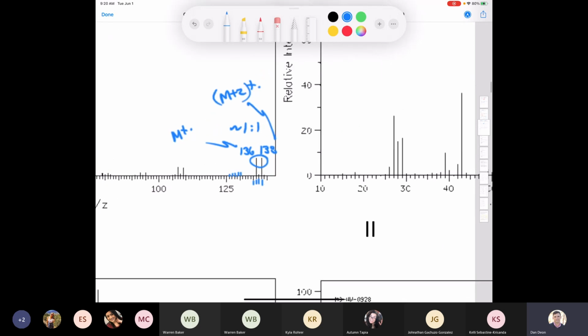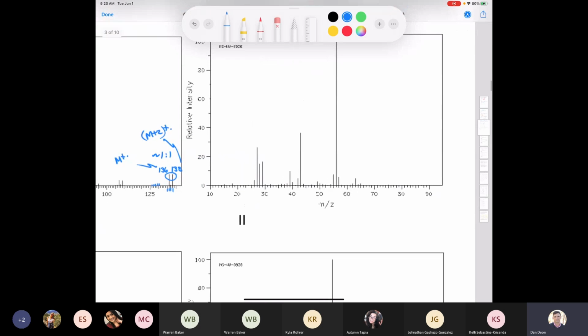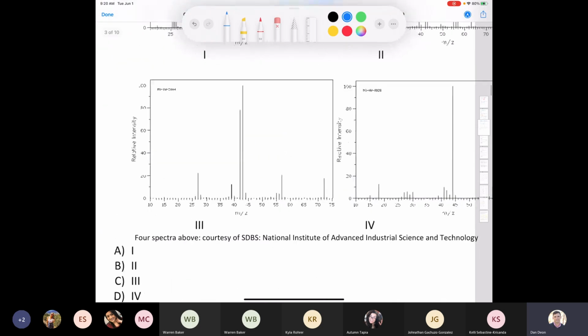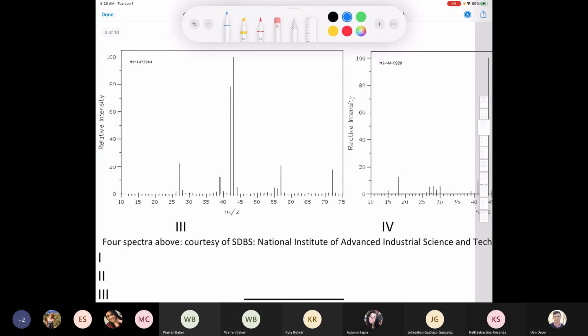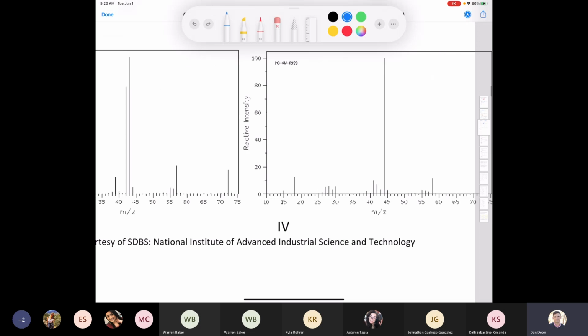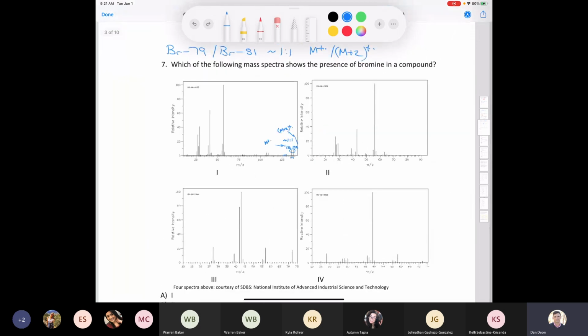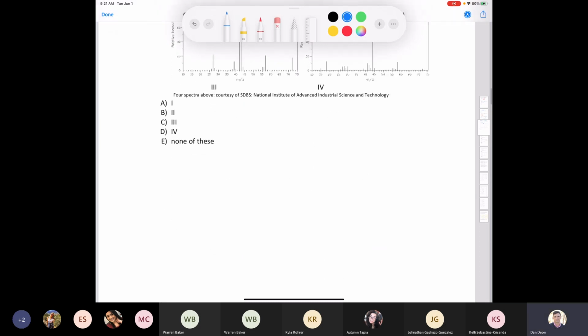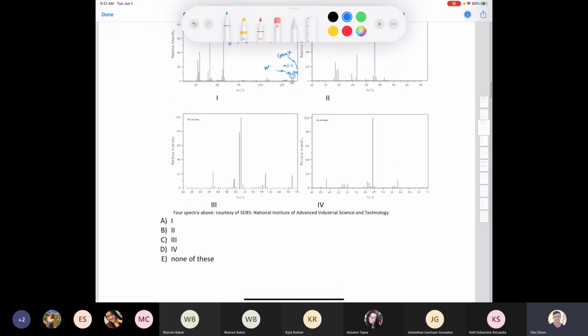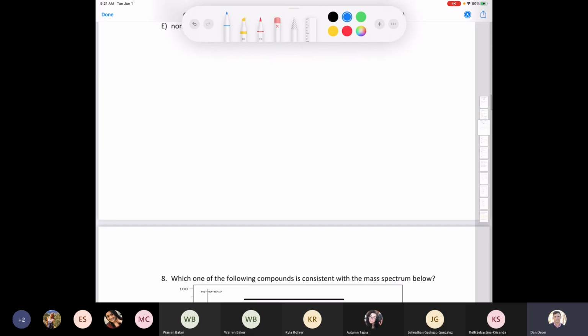If you look at the other mass spectra, you don't see anything like this in number 2. You don't see any isotopes where we have bromine present. Here, if this is our molecular ion, there's no M+2 peak to speak of, and the same thing here. So the answer is the first one would have bromine present in the molecule. It was number 1, so we'll circle that.